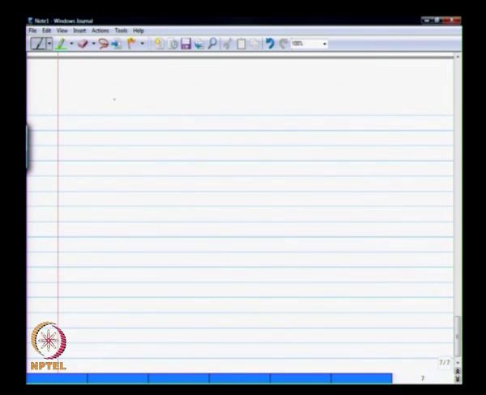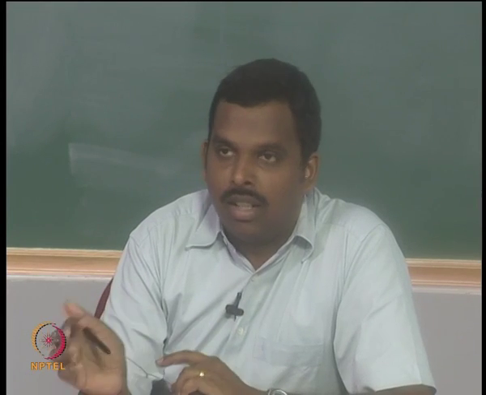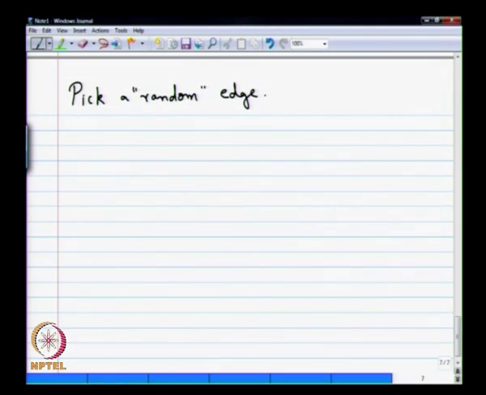So I want to pick a random edge. What do I mean by random edge? When I say random edge, the edge can be from any one of the codes. There is a huge number of codes with the same degree distribution, and I want to pick a random edge from this code. So you pick a random edge and then ask the question, what is its right degree and what is its left degree? You have to ask that question, because only then you can do the evaluation.